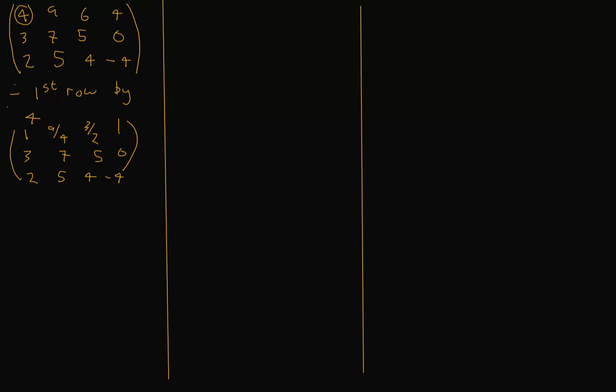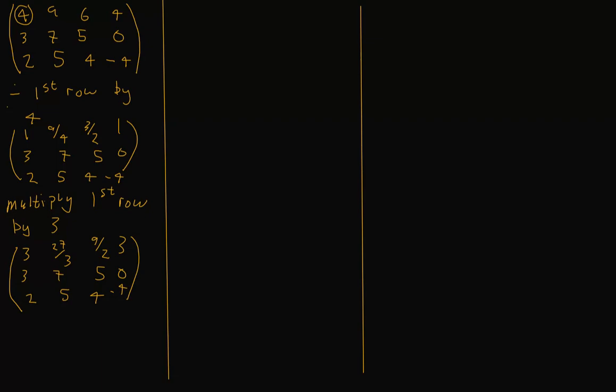Okay, we've got a leading coefficient of 3, so let's multiply the first row by 3, and then we can do some subtractions. So multiply first row by 3. I'm using a calculator here, and it gives the simplification straight away. Okay, so we get 3, 27 over 4, 9 over 2, and 3, and the rest remains unchanged: 5, 0, 2, 5, 4, negative 4.